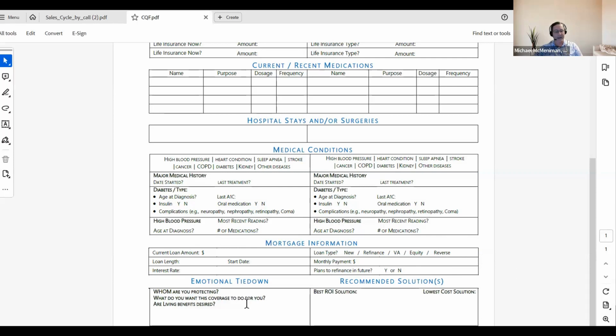And at the very bottom of the form are kind of the two most important boxes on here. Number one is, whom are you protecting? What we're going for here is the emotional tie down, or the reason they're looking for coverage. Whom are they trying to protect, and what do you want this to do for you?